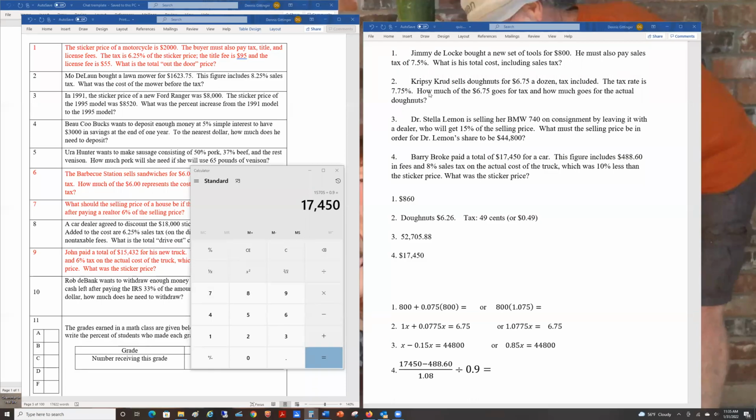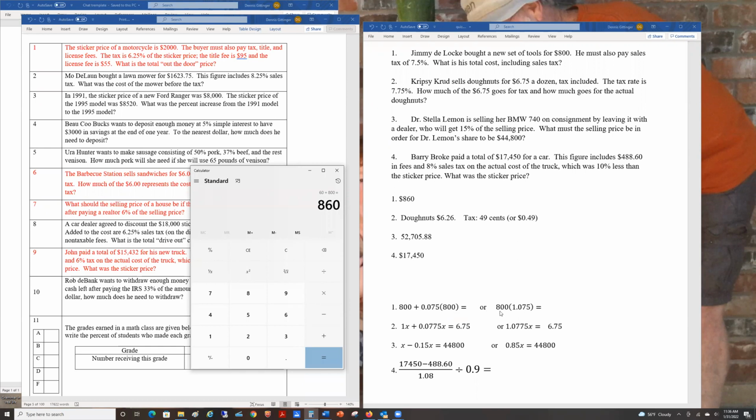Number one on the quiz can be worked in several ways. What most people do is they take $800 and multiply it by the tax rate 0.075 and get 60. Then they add 800 and they get 860, which is absolutely perfectly correct. That is the usual way.